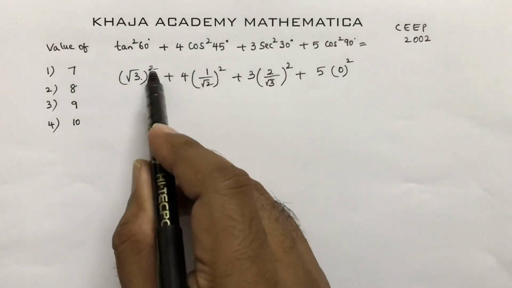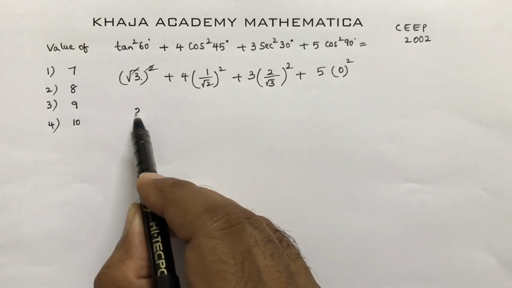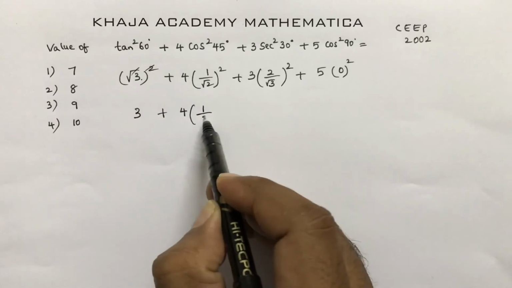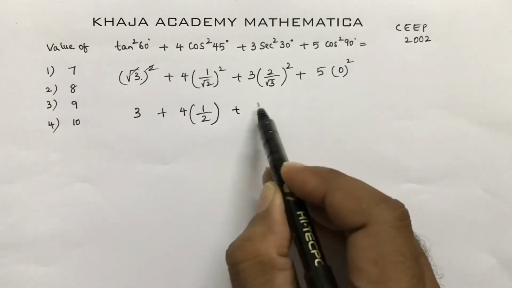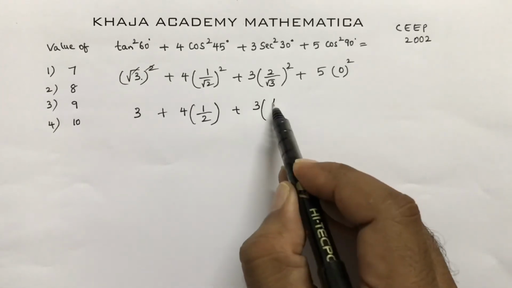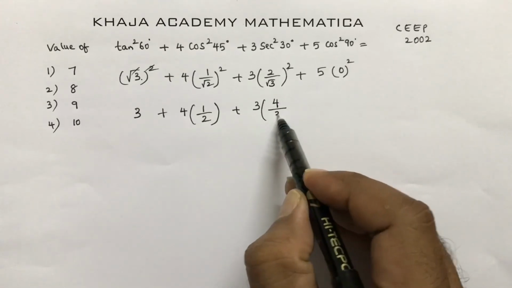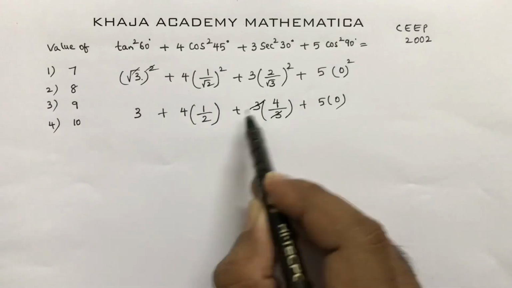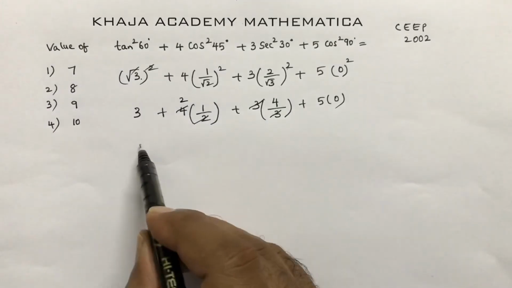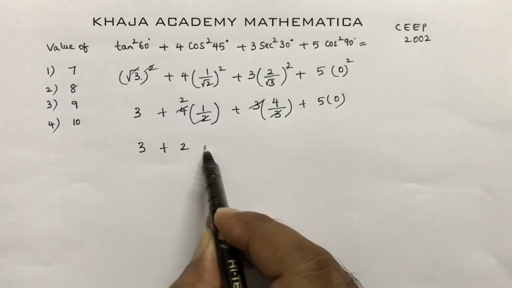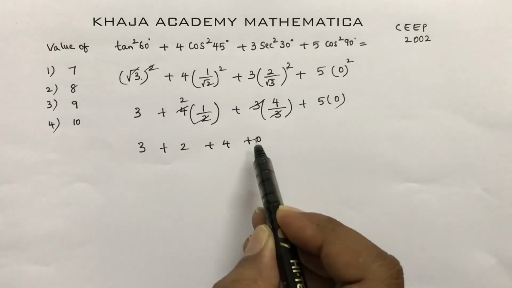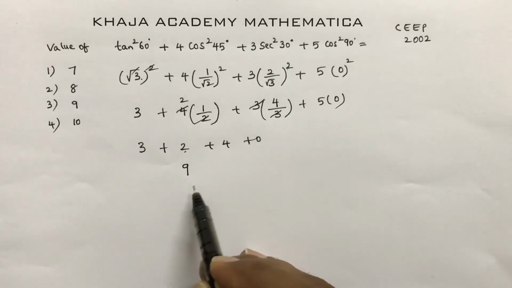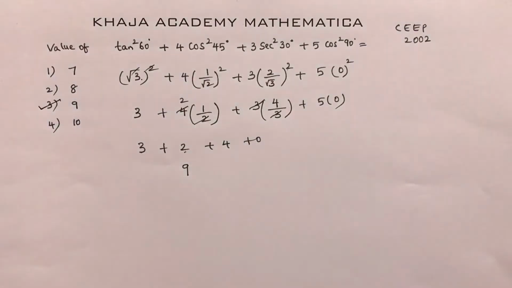Fine. Root 3 whole square is 3, square root cancel, 3 plus 4 into 1 square is 1, root 2 whole square is 2, plus 3 into 2 square is 4, root 3 whole square is 3, plus 5 into 0. Here 3 cancel, 2 times 1, 2 times 2. So 3 plus 2 plus 4 plus 0. 3 plus 2, 5, 5 plus 4, 9. So the correct option is 3.